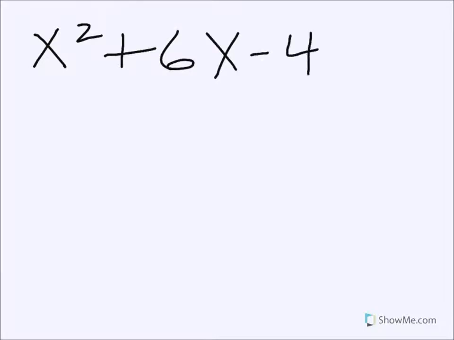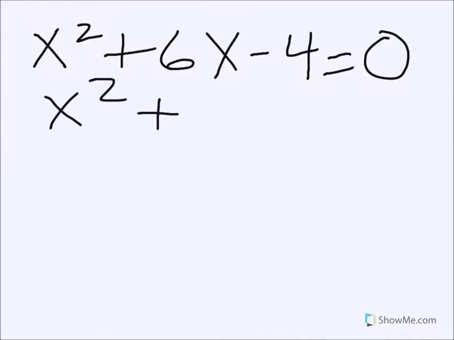The next method I'm going to show you is completing the square. So an example of a problem that you would solve by completing the square is x squared plus 6x minus 4 equals 0. Now the first thing we're going to do is add 4 to both sides. So we get x squared plus 6x equals 4.